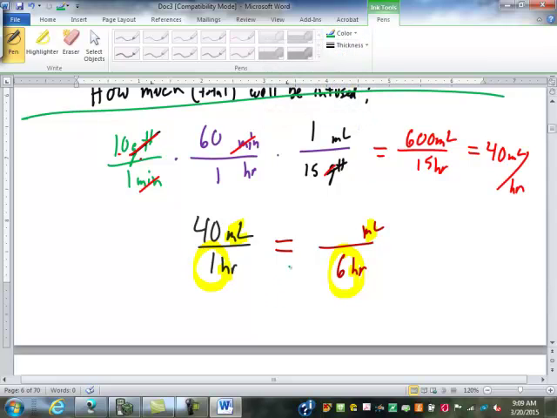So now, since it is a proportion, we're going to cross multiply and divide. 40 times 6 is 240. Divided by 1 keeps us at 240. So there will be 240 milliliters infused over 6 hours.